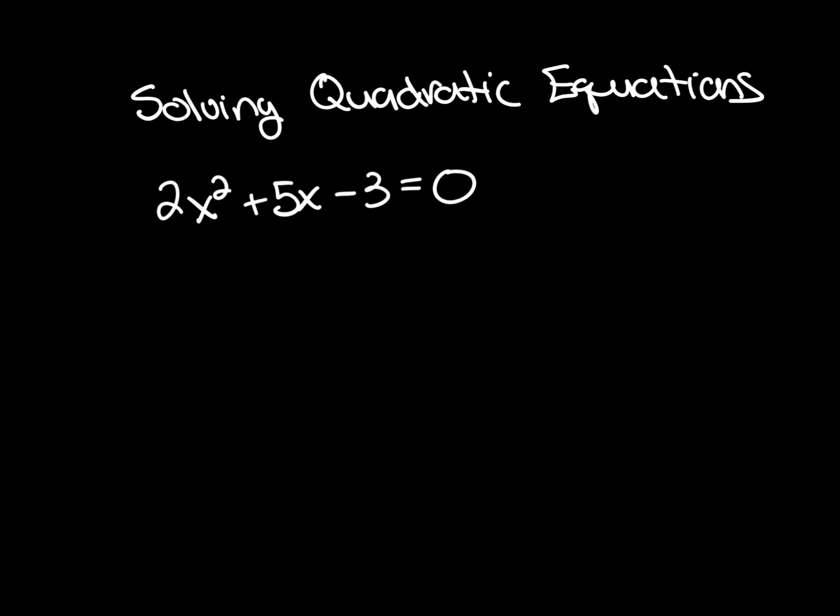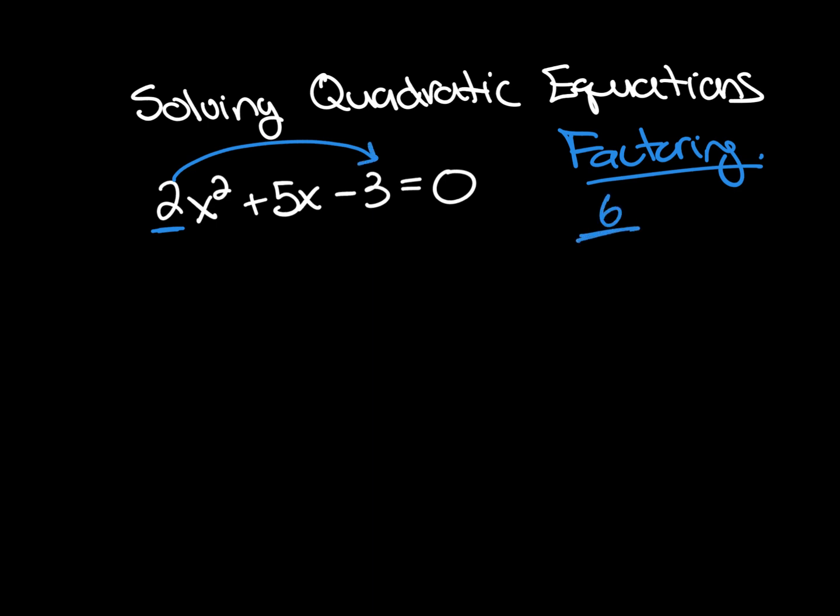We also could solve quadratic equations with something called the quadratic formula, but in this lesson, we're going to focus on solving by factoring specifically, because that's something we've been working on for a while. So I can see that this is a trinomial where the leading coefficient is not 1. So I'm going to start my factoring by multiplying the 2 and the 3 to get 6. Then I'm going to list all the factors of that number.